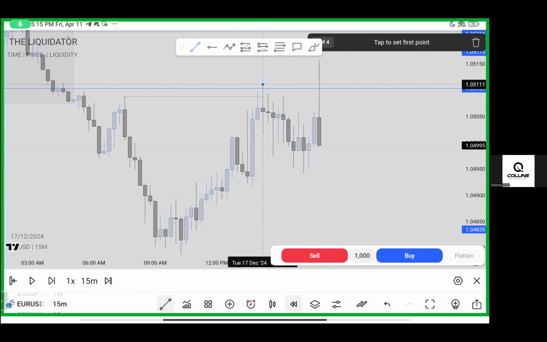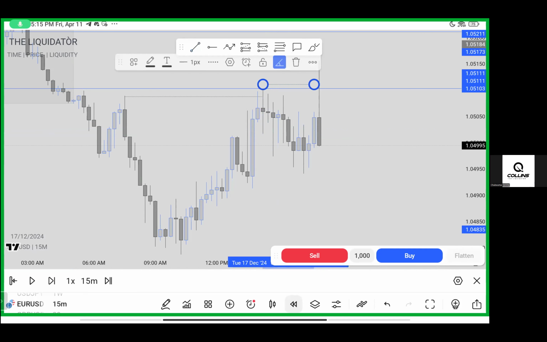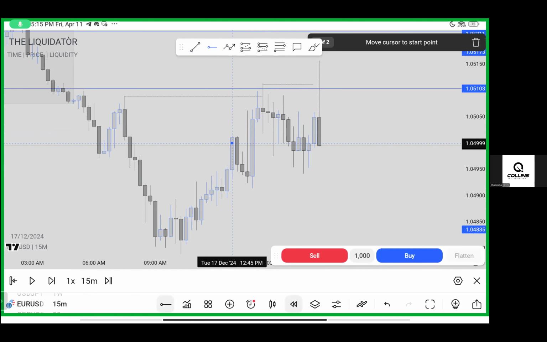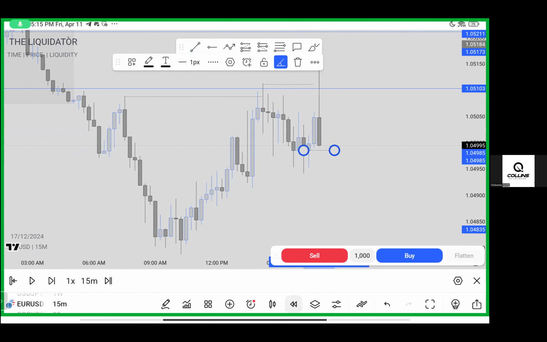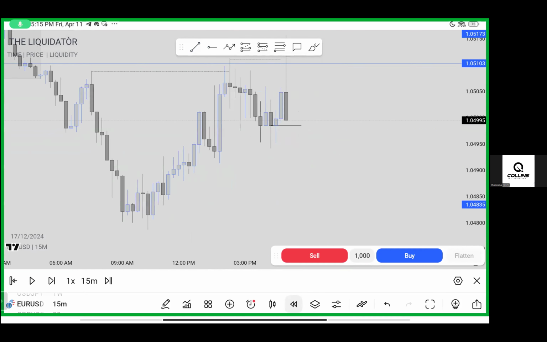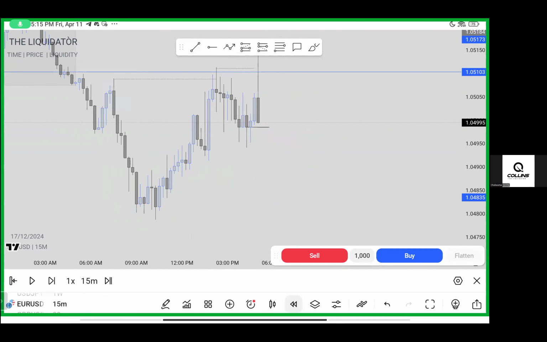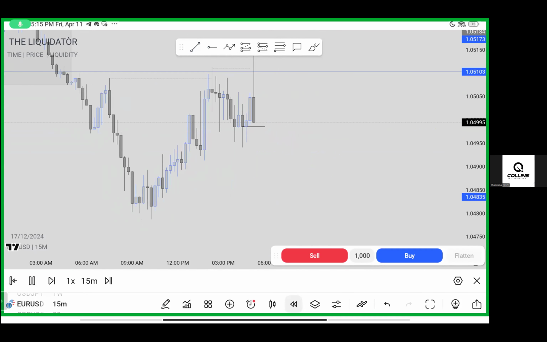Since price has already taken out this swing high again, the new break of structure is going to be this low here. So we are still waiting for price to break this low. That's what we are doing now. Waiting for price to break this low right here. We are currently waiting for price to break the lows.